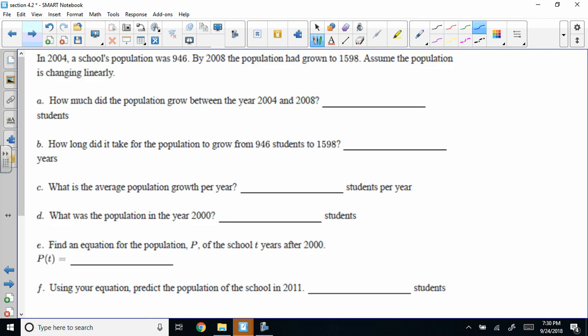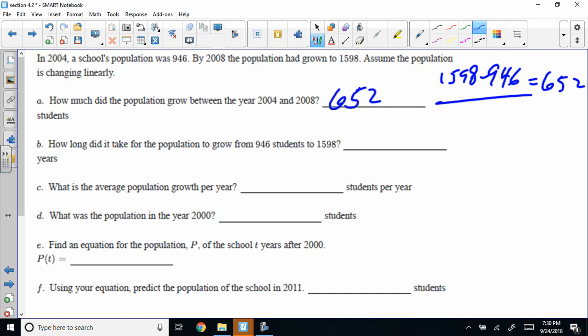How much? Well, that'd be 1598 minus 946, right? That'd be 652. So it changed by 652 people, right? And that's 4 years. So if you do that, it's roughly about 150, 160, right? Yeah, rough averaging. How long did it take for the population to grow from 946 to 1598?